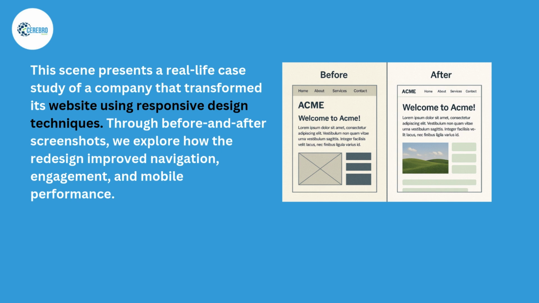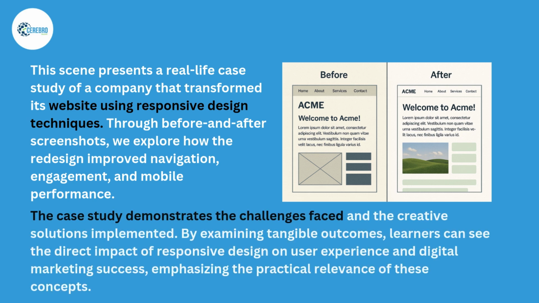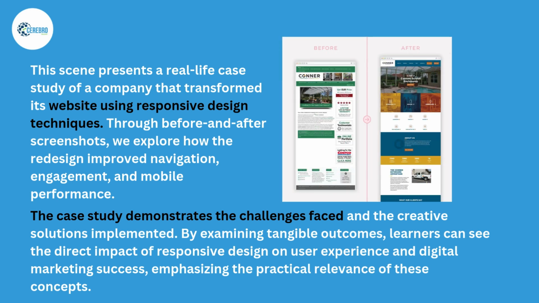This scene presents a real-life case study of a company that transformed its website using responsive design techniques. Through before and after screenshots, we explore how the redesign improved navigation, engagement, and mobile performance. The case study demonstrates the challenges faced and the creative solutions implemented. By examining tangible outcomes, learners can see the direct impact of responsive design on user experience and digital marketing success, emphasizing the practical relevance of these concepts.